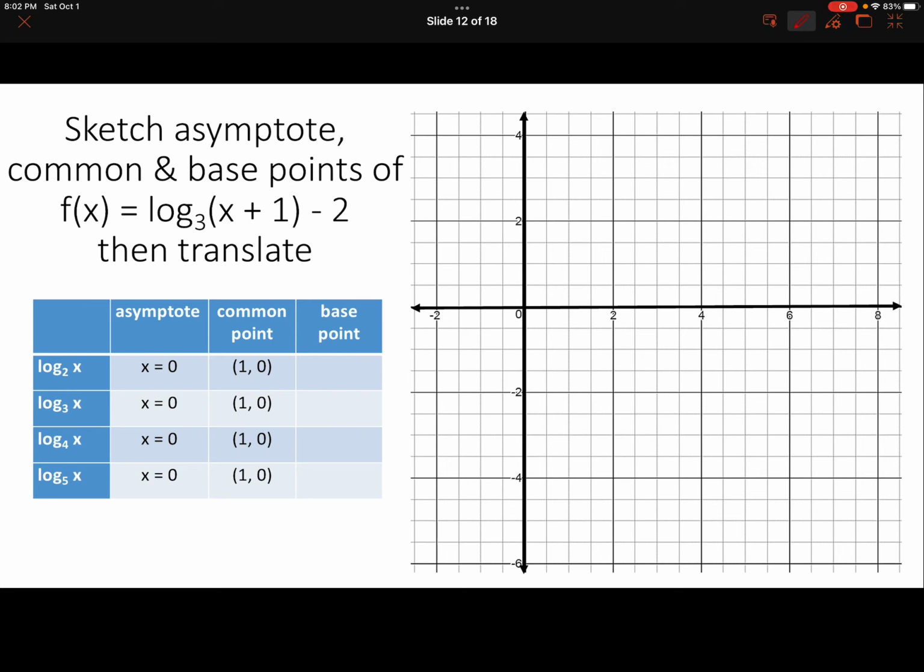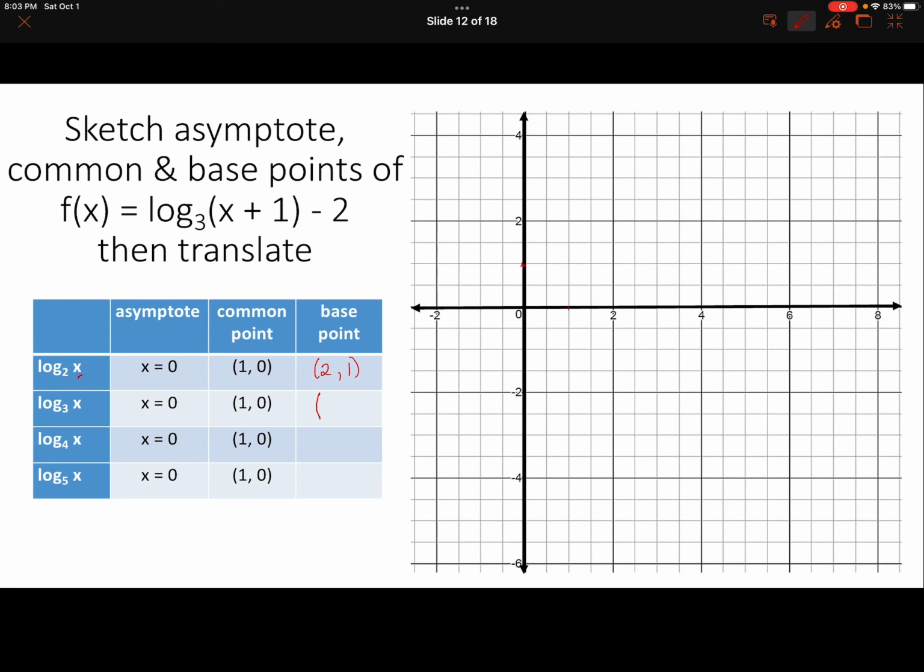But our common point is always 1, 0 with logs, because we said anything to the 0 power was 1 on an exponential. That means that if an exponential has 0, 1, its inverse, a log, is going to have 1, 0. And log base 2 of x will have a base point of what? Well, 2 to what power gets us x? When x is 2, y is 1. 2 to the first equals 2.